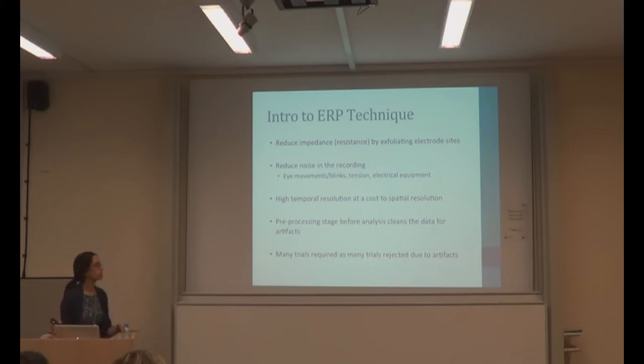Pre-processing is the stage before analysis where you have to clean up your data. I've talked about all these sources of noise. It looks very messy, and there's a lot we have to do to get good quality data and remove all the artifacts. And because of this, you require twice as many trials as you need because you'll lose about half of them in any study.